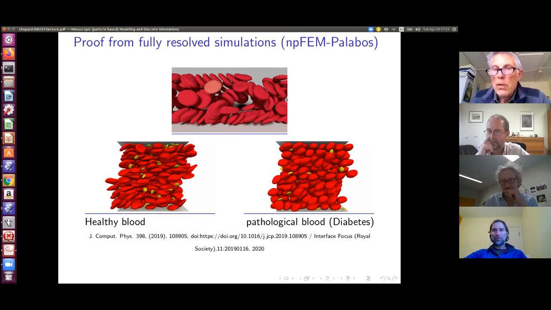So it's also something we want to do with Karim, to actually make a red blood cell collider experimentally to see how they actually interact. But that's for the future.